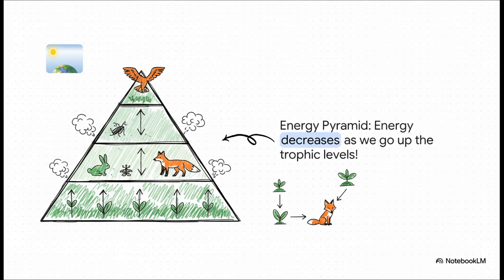And this is exactly why most food chains only have 3 or 4 steps. There just isn't enough energy for more.